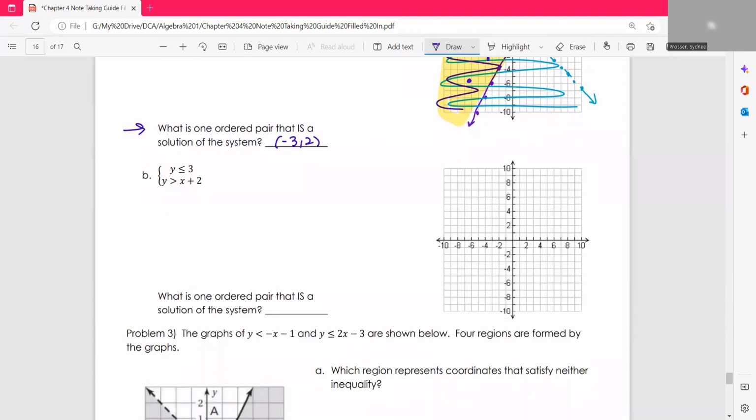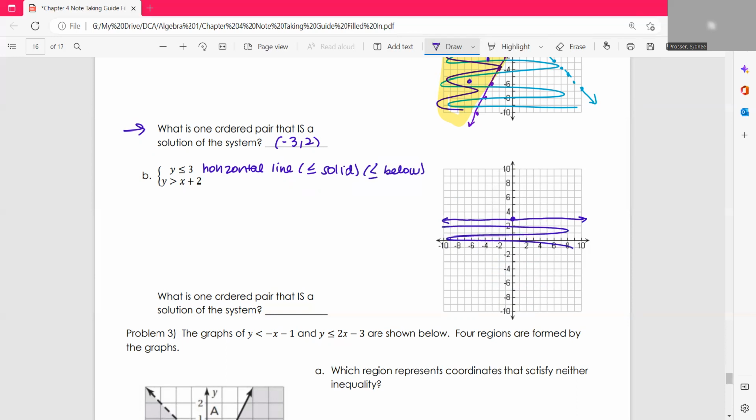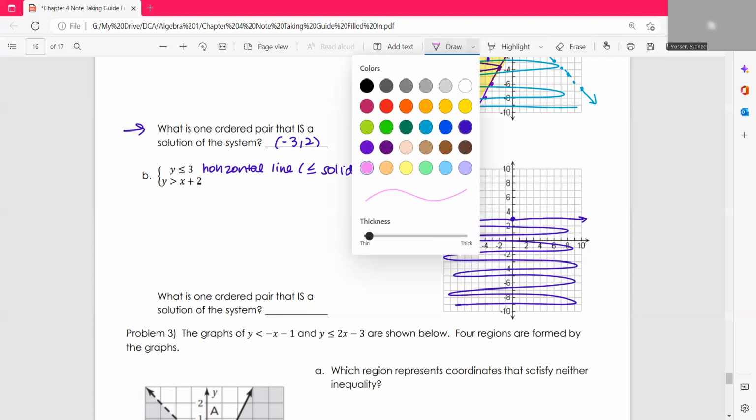Let's do some graphing. Y is less than or equal to 3, so my y-intercept is 3. There's no slope, so we know it's a horizontal line. And it's a less than or equal to, so it's going to be solid at 3. Let's do some shading here. It's less than, so we're going to shade below. And I'm going to go like this. Below is my shaded region.